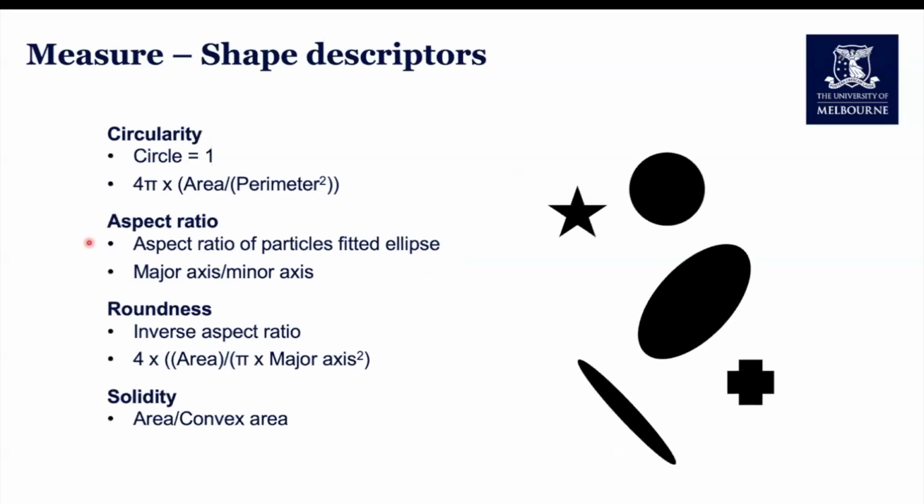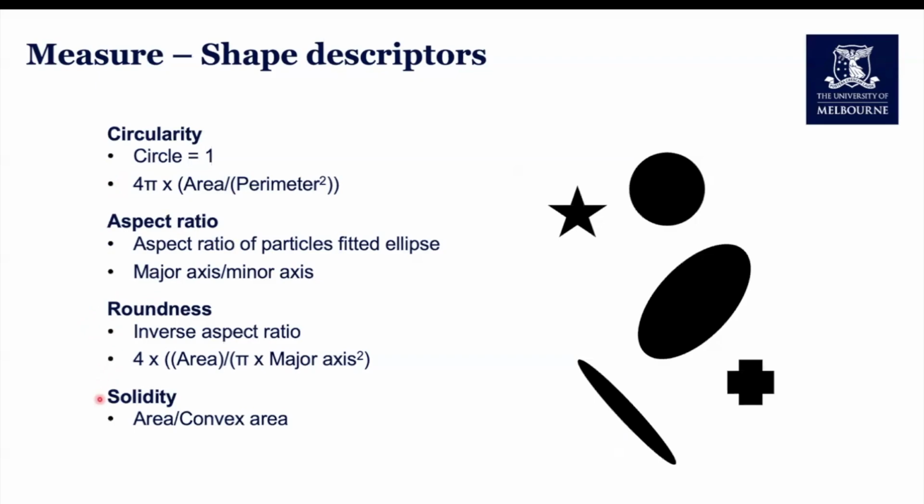The next set of readouts are shape descriptors. So we can look at how circular an object is. A perfect circle would have a circularity of 1, and there's an equation there showing you how that's worked out. We can look at aspect ratios. So we'll take our particle, fit it with an ellipse, and we can look at the major and minor axes of the ellipse. We can look at the roundness, which is the inverse aspect ratio. Again, the equation is there in terms of how that's worked out.